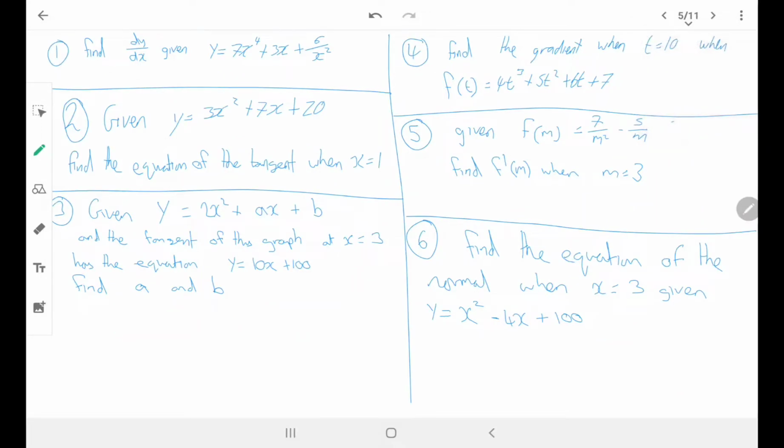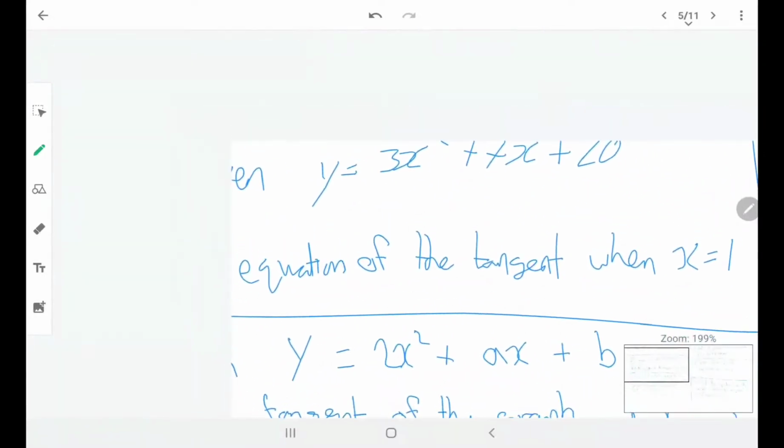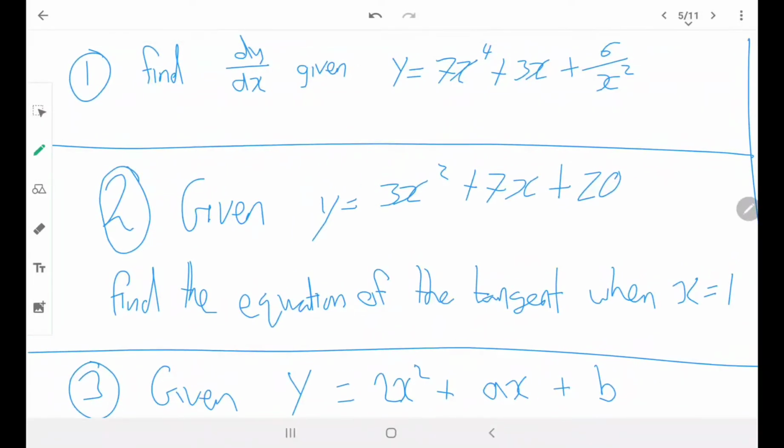Here we have 6 questions for you to have a go at. Feel free to pause the screen, get a piece of paper and have a go. And we're going to work through these in a moment. What I am going to do though is quickly zoom in, and then we can have a little closer look, just in case you're on a mobile phone and you can't quite see it properly.